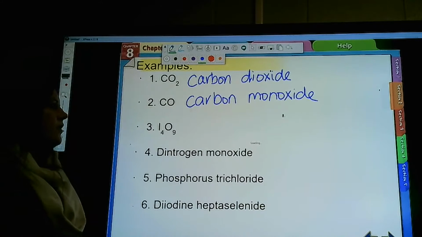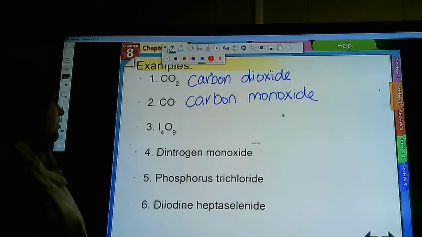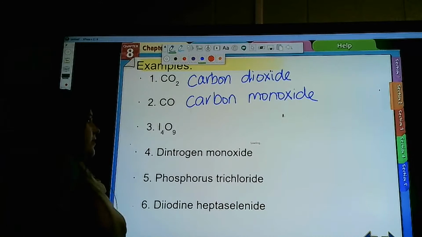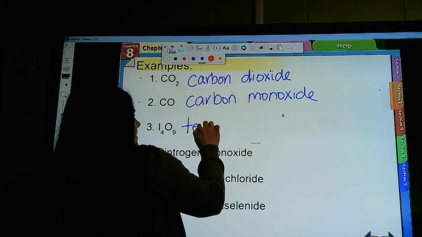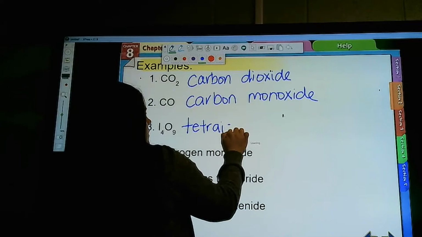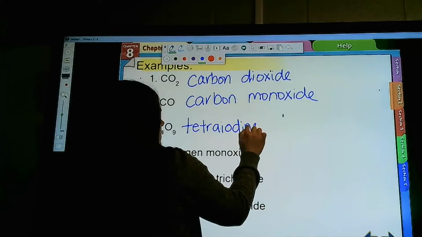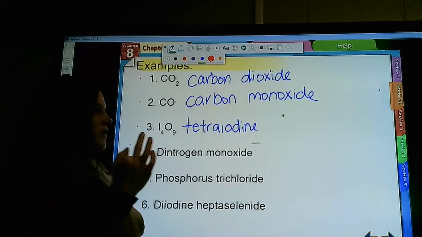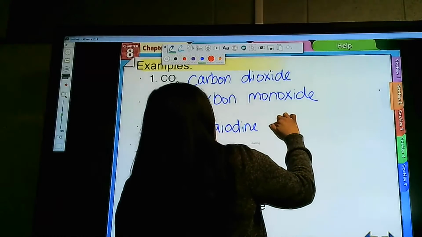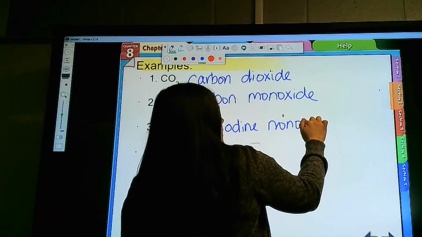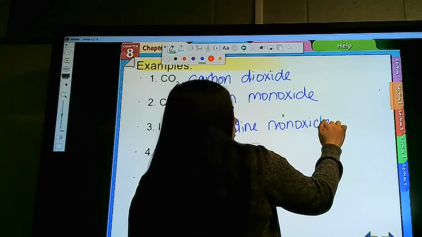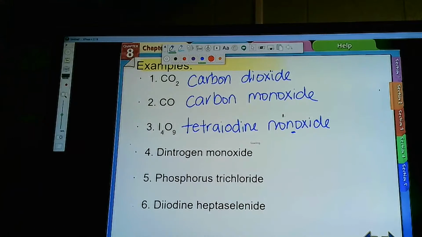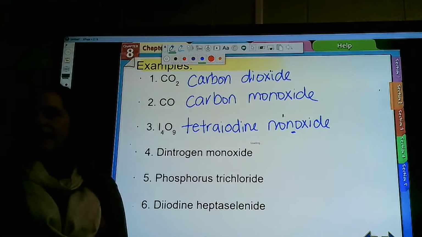If you have I4O9, and we're writing this one. What is the prefix for 4? Tetra. So we're going to say tetraiodine. And then the prefix for 9 is nona, and it's going to be nonoxide. But when you have an A and an O sitting side by side, like right here, I tend to drop the A. It just sounds awkward.